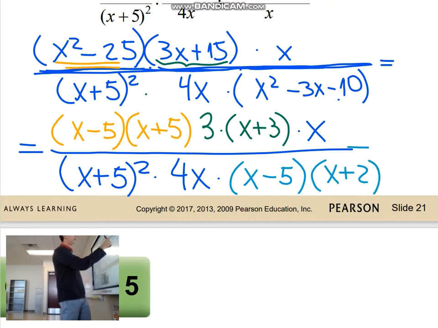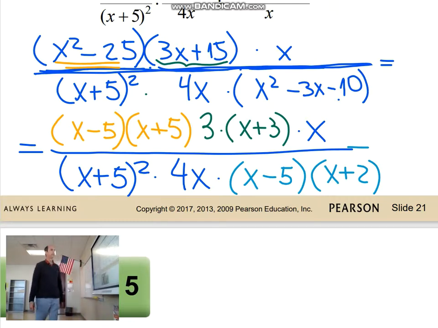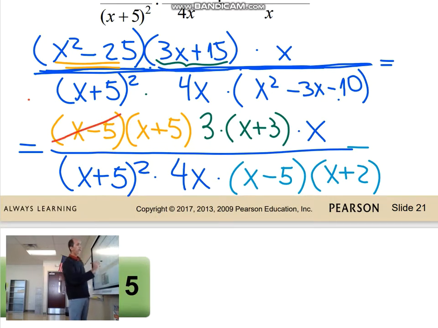Because a times c is negative 10, negative 5 times 2 is negative 10, and negative 5 plus 2 is negative 3. Yes. Pretty cool, because now we can simplify. Check this. x minus 5 with x minus 5, and we have x with x, and we have x plus 5, and this is exponent 1, right? Just to understand that we are subtracting here 2 minus 1. That's how we simplify.